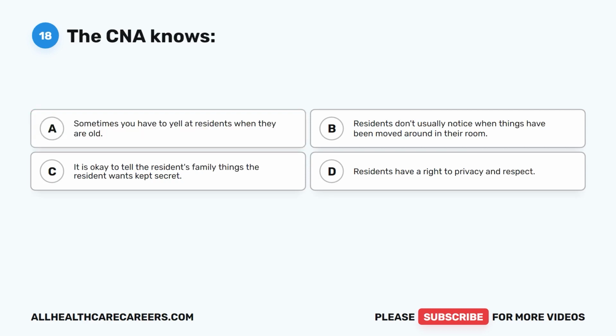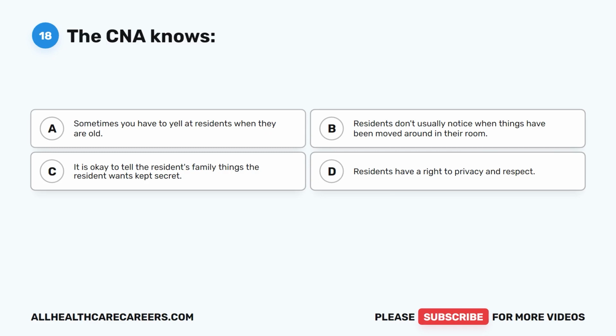Question 18. The CNA knows A. Sometimes you have to yell at residents when they are old. B. Residents don't usually notice when things have been moved around in their room. C. It is okay to tell the resident's family things the resident wants kept secret. D. Residents have a right to privacy and respect.